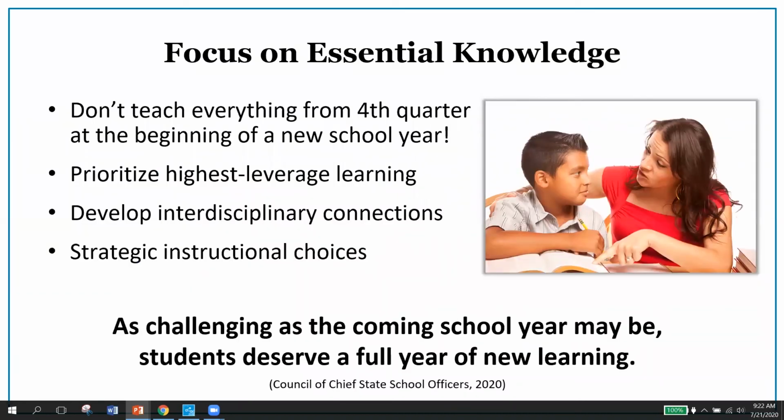It is important to start the new school year with the mindset that all students are capable of progressing to the next grade level and mastering the content. By focusing on essential knowledge, teachers can resist the urge to think students need to learn everything from the prior grade before taking on the next grade level's learning. Instead, they can target the highest leverage learning, develop interdisciplinary connections to accelerate learning, and make strategic instructional choices about which content to prioritize within the context of their current grade level. As challenging as the coming year may be, students deserve a full year of new learning at their grade level.